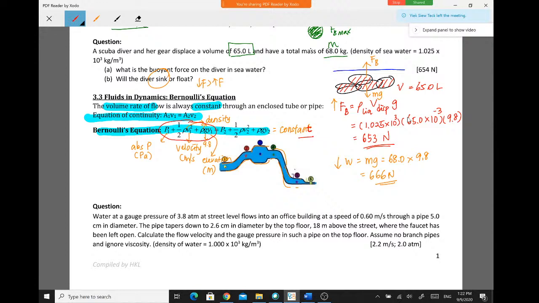If not, then let's try this question for the application of the Bernoulli principle. Water at a gauge pressure of 3.8 atm at street level flows into an office building at a speed of 0.6 meter per second through a pipe of 5 centimeter in diameter.